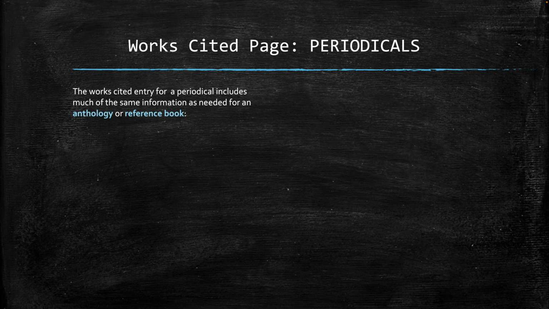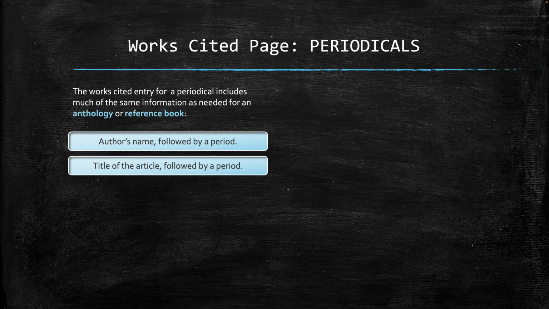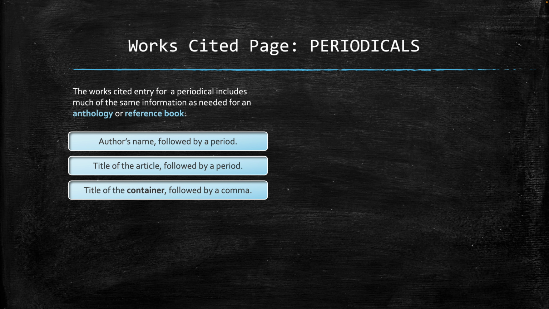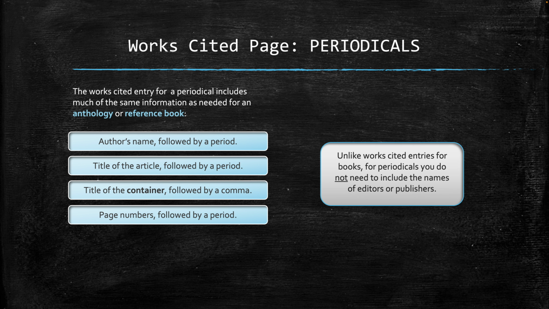The works cited entry for a periodical includes much of the same information as you need for an anthology or reference book. The author's name followed by a period, the title of the article followed by a period, the title of the container, which in this case is the title of the periodical, followed by a comma. Then you're also going to need the page numbers of the article followed by a period. Again, unlike works cited entries for books, for periodicals you do not need to include the names of editors or publishers.